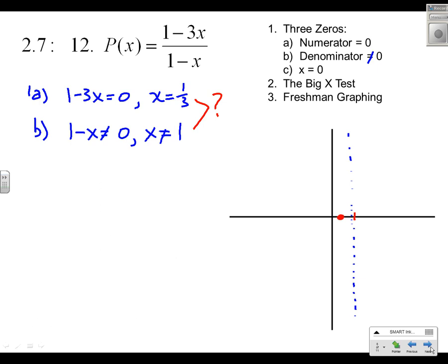They suck curves in toward them. So finding asymptotes gives us a lot of guidance on what the curve is going to look like.